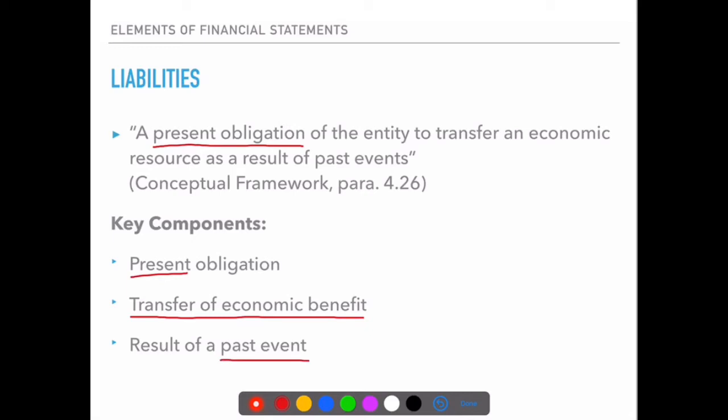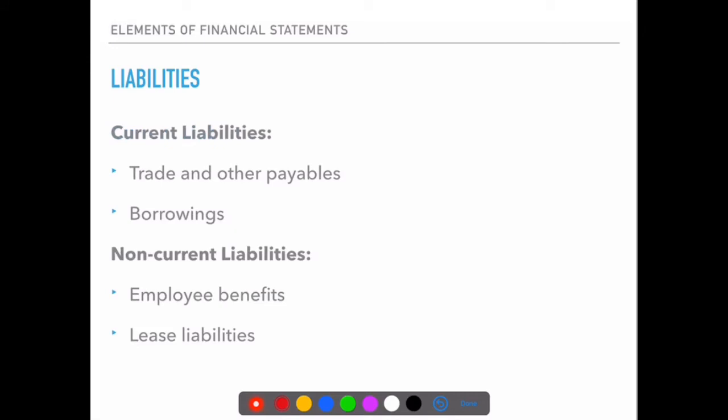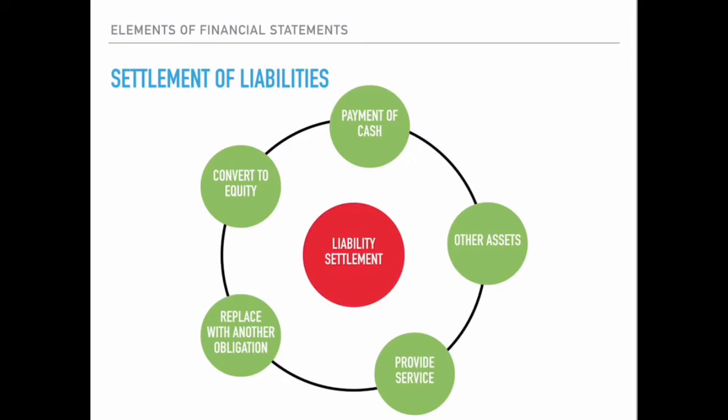Let's look at some examples of liabilities. We have trade payables when we buy items on credit. We have borrowings or loans from a bank. There can be employee benefits for any leave entitlements that are to be paid out, and we can also have leases. Now let's quickly go through the examples of how a liability might be settled.